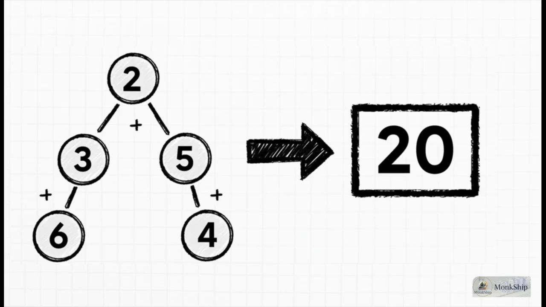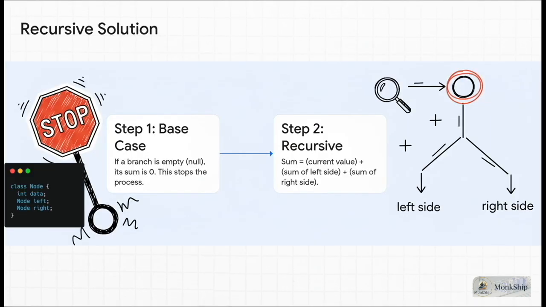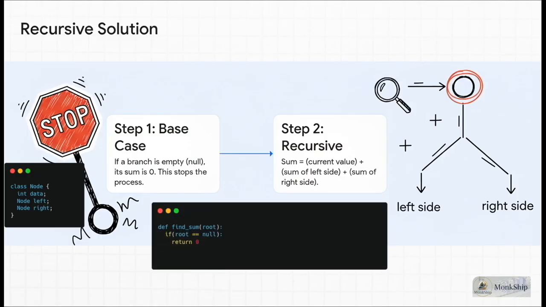The goal is simple enough, but how do we actually do it efficiently? Well, the most elegant solution uses an idea called recursion. I know, it can sound intimidating, but it really breaks down into 2 super simple steps. First, you have the base case. If you ever reach an empty branch, a spot that doesn't exist, its sum is just 0. That's our stop sign. Then you have the recursive step. For any given node, the total sum of the tree below it is just its own value, plus the total sum of everything on its left side, plus the total sum of everything on its right side.